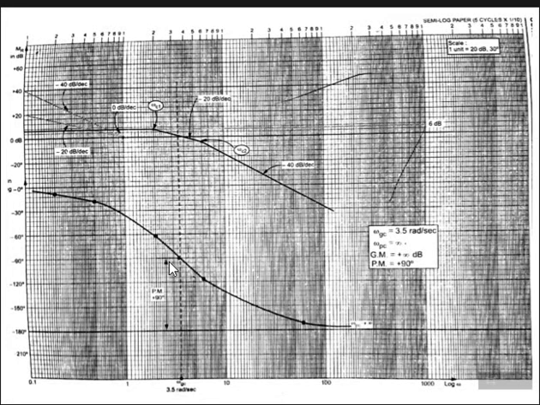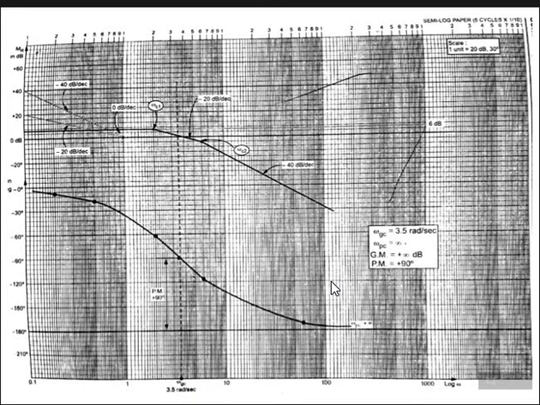This is the minus 90 degrees line, and this is the minus 180 degrees line. So the resultant value is PM equal to 90 degrees. Phase margin is 90 degrees. And the gain crossover frequency is completed.